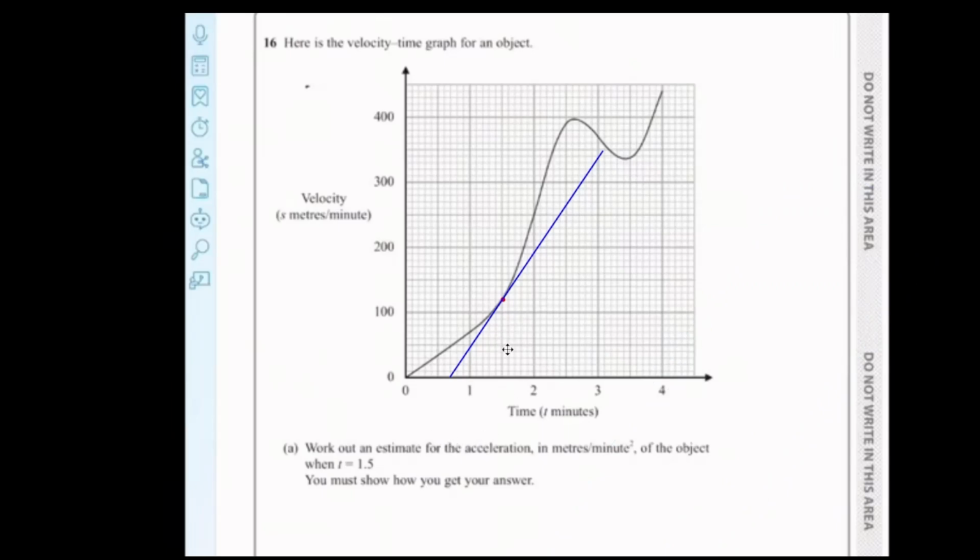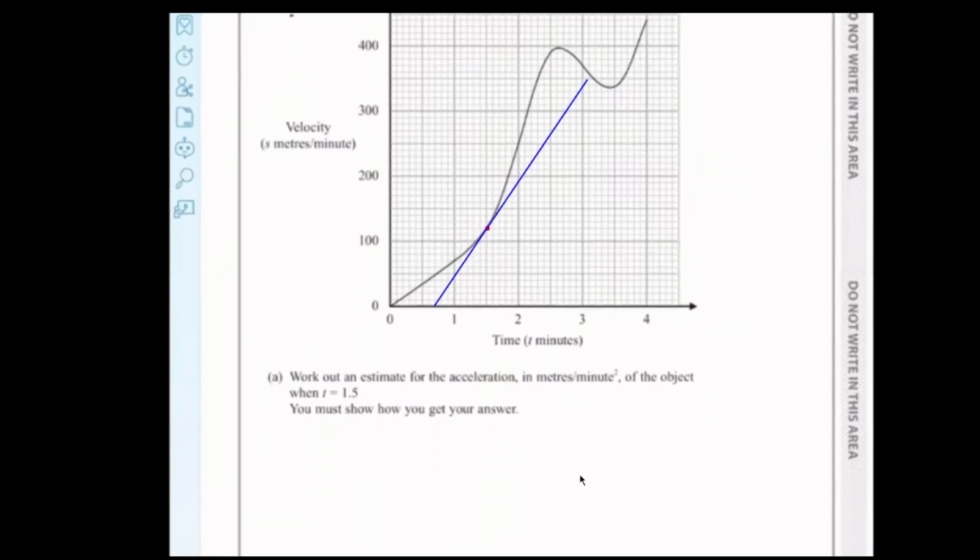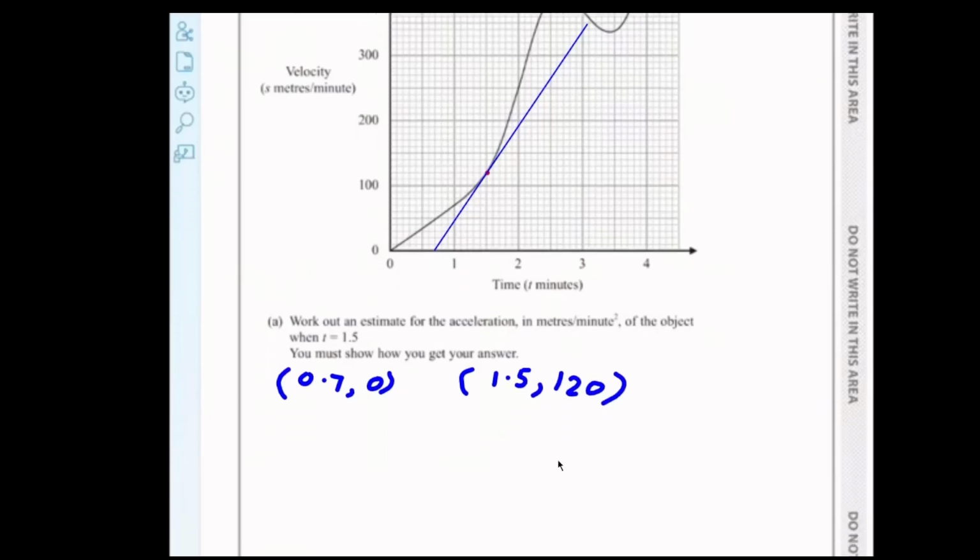Right, now let's get the gradient of this tangent. To get the gradient of the tangent, we need to have 2 points. So I'm getting the coordinate at this point, which is 0.7, 0. The other one, I'm getting the given point, which is 1.5. Let's get it: it is 100, 110, 120. Now let's get the gradient.